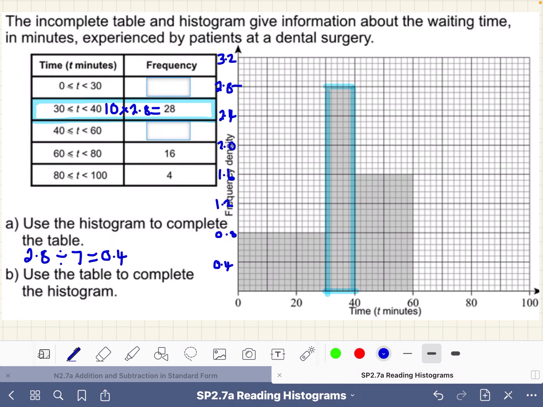We can now use this scale to determine the missing frequencies. We will first look at this one here. We can see that we have a width of 30. We are multiplying that width of 30 by how high our bar is. And we can see we are multiplying by 0.8. 30 multiplied by 0.8 gives us a frequency of 24.